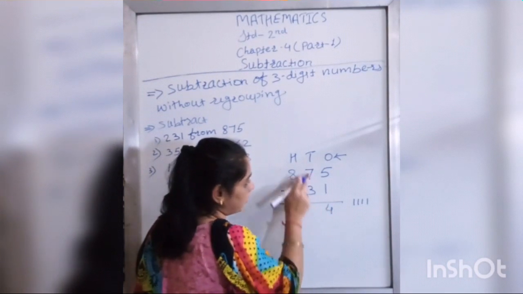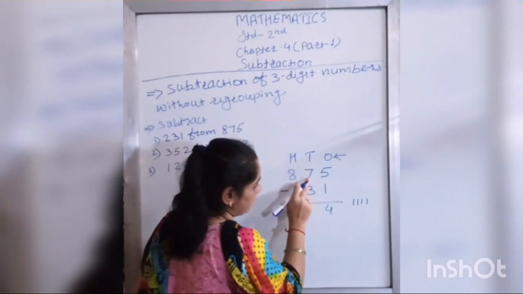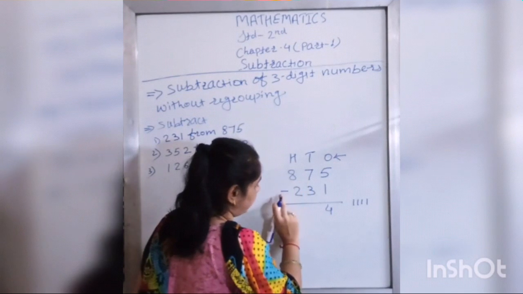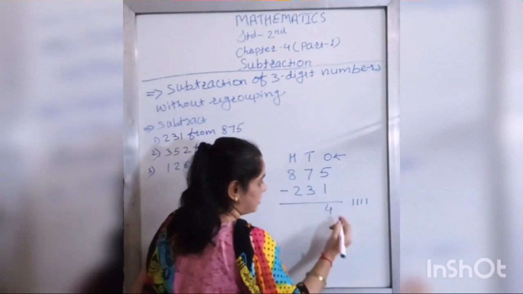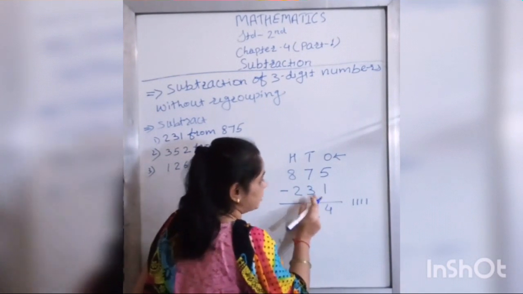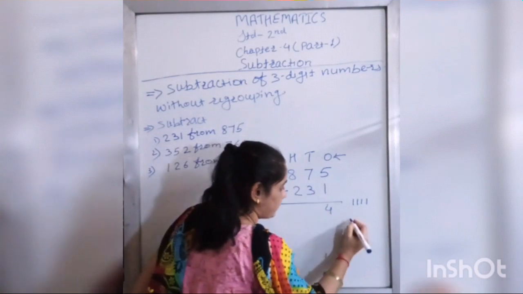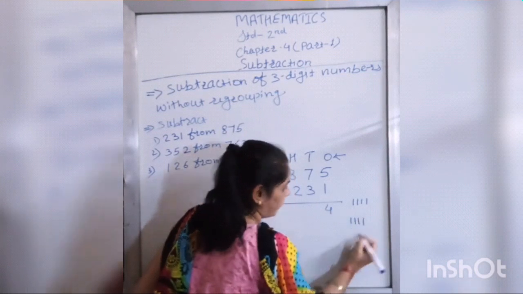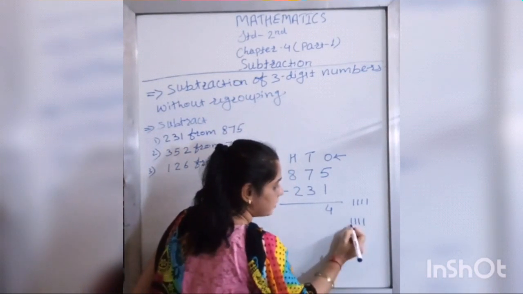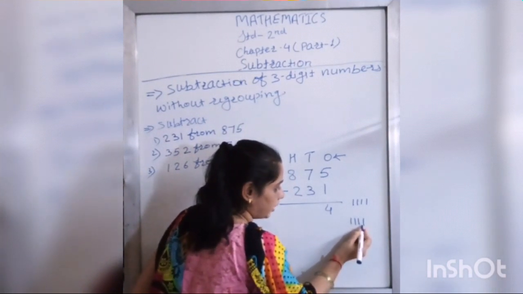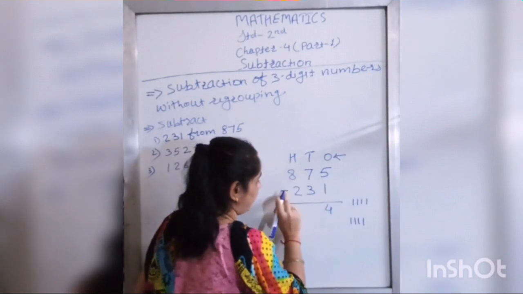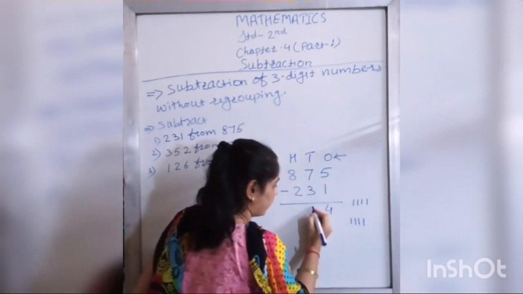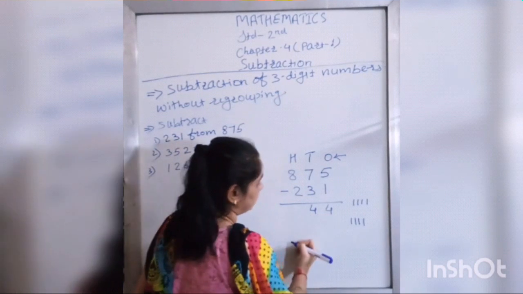Now we subtract the numbers on the tens place. What are the numbers? 7 minus 3. Start counting after 3 till we get 7: 4, 5, 6, 7. Count these lines. 1, 2, 3, 4. So 7 minus 3 is equal to 4.